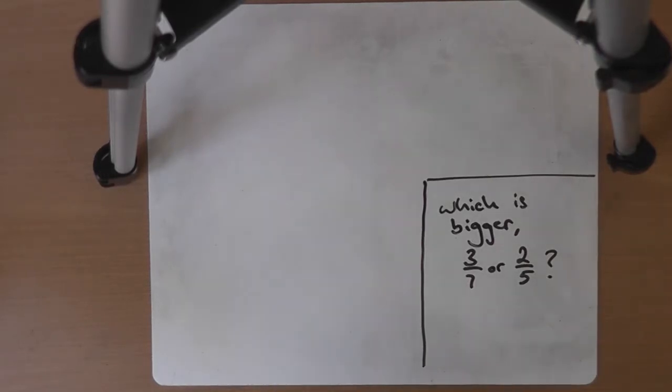Now, we still don't really seem much closer to an answer to this question, which is bigger, 3/7 or 2/5. So let's think a little bit more about putting fractions in order of size.